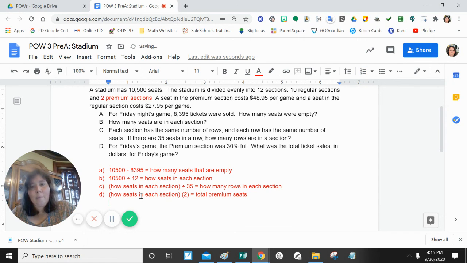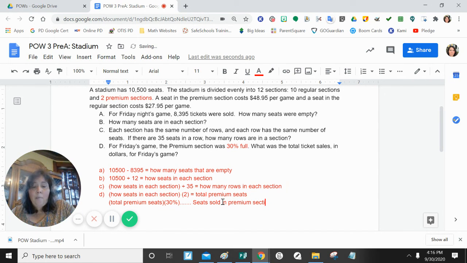But not all of the premium seats were sold. It said that that section is 30% full. So I have to find out what 30% of the total premium seats are. So to do that, I'm going to multiply the total number of premium seats by 30%. And in all honesty, it's best to take 30% and convert it to a decimal. Whatever that answer is, that is going to be the seats sold in the premium section.